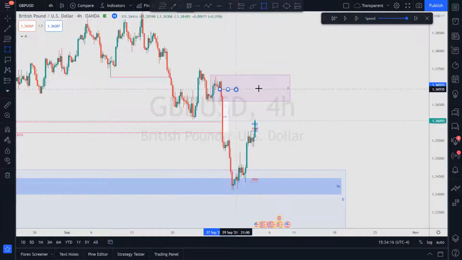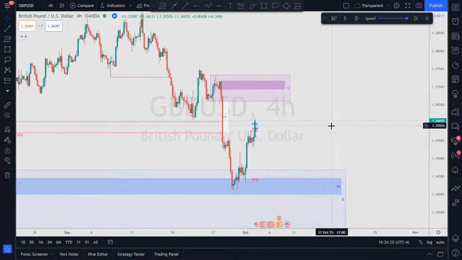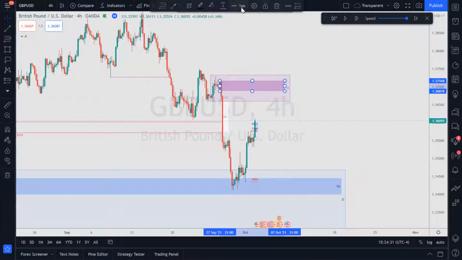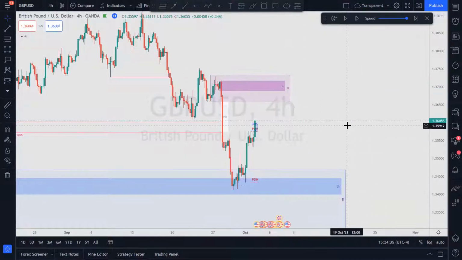All right. And what I want to see is price come up to that bearish order block in there. And this is a 4 hour order block. I'm going to use the whole candle. There you go. And there's a 4. So I'm thinking price is going to come up here.